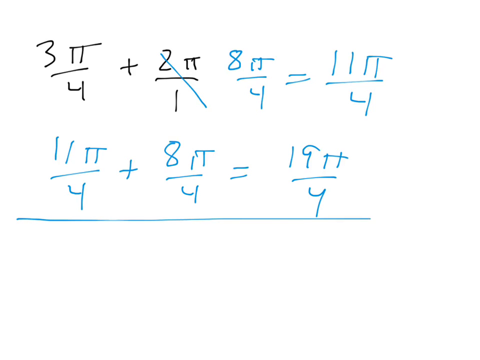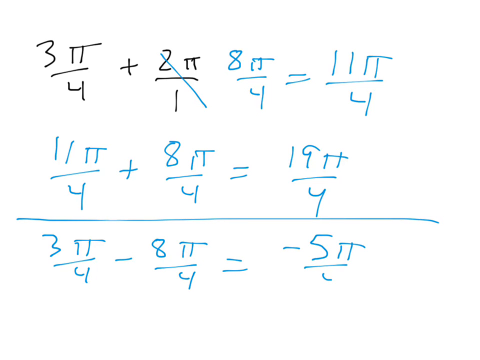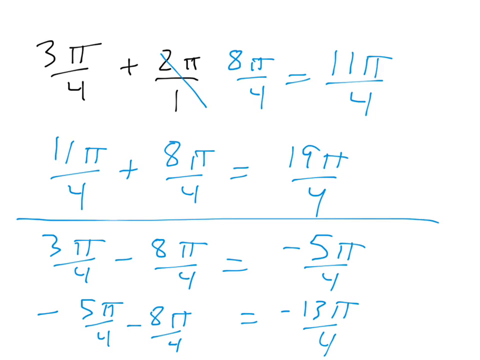Okay, and then if I want negative coterminal angles, I'm going to start at 3 pi over 4 and simply subtract 8 pi over 4. This is going to be negative 5 pi over 4, and then start at negative 5 pi over 4 and subtract another 2 pi. And we end up with negative 13 pi over 4. So these two angles would be the positive coterminal angles. These two would be the negative coterminal angles.